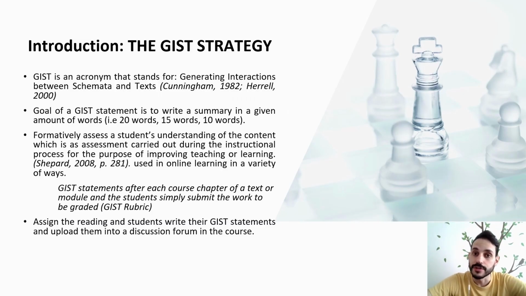Just a brief summary on this strategy. GIST is an acronym that stands for Generating Interactions Between Schemata and Text. The goal is basically for students to read a short part of a text and then write a summary within a given amount of words. It can also be used as formative assessment, and it has been implemented during online learning in a few different ways. The most common way is to give students some place where they are able to upload their summaries, and then you could have a discussion on that forum itself.